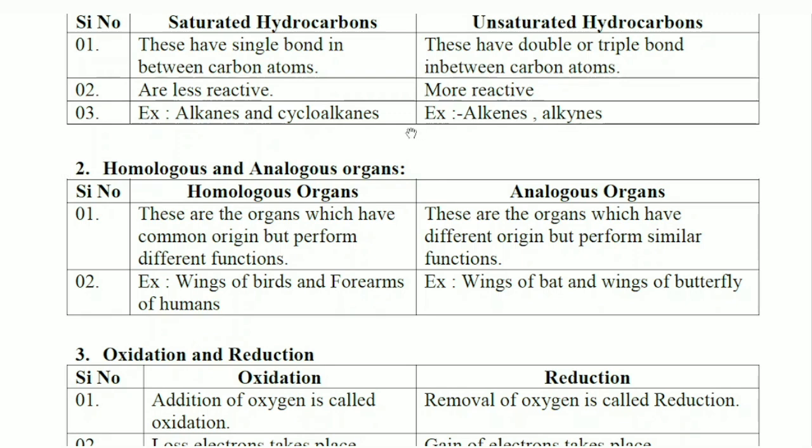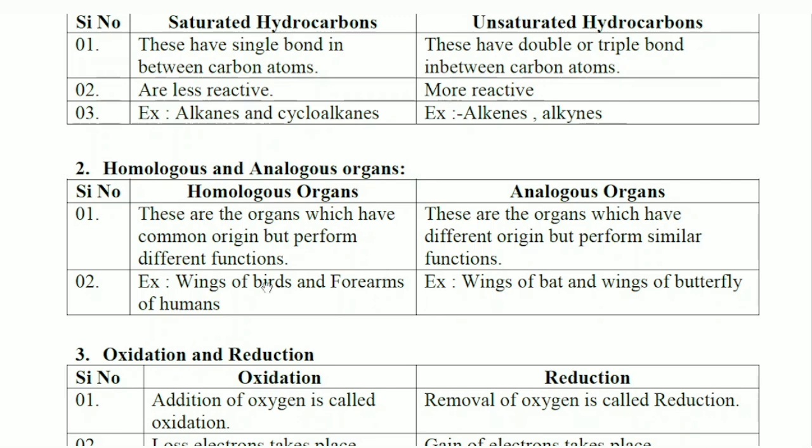Second one is homologous and analogous organs. So here also I have given two differences. Homologous organs are the organs which have a common origin but perform different functions. Analogous organs are the organs which have different origin but perform similar functions. These are all called analogous organs.